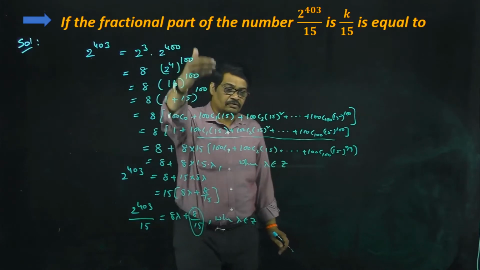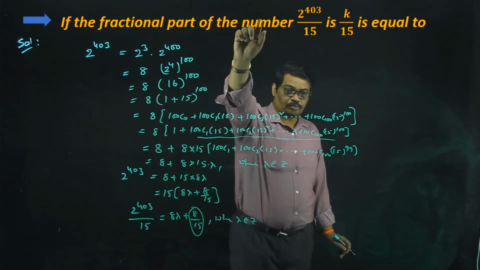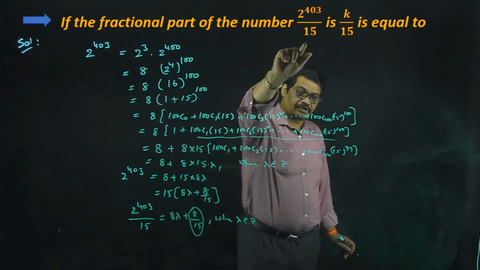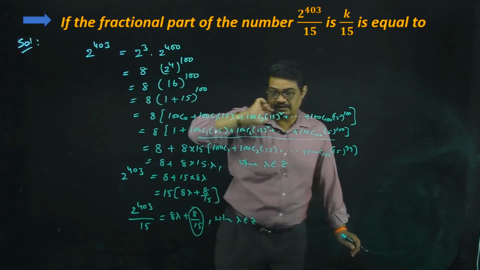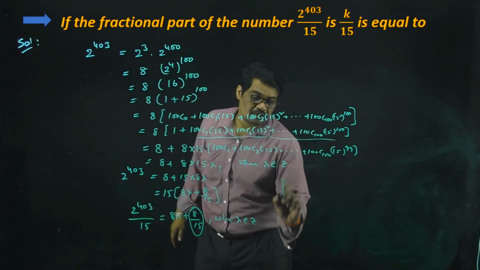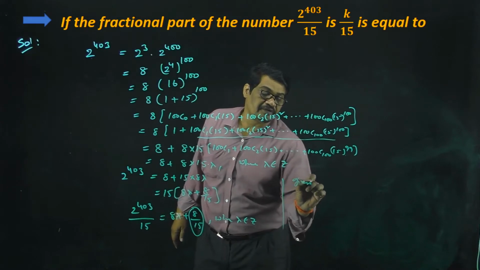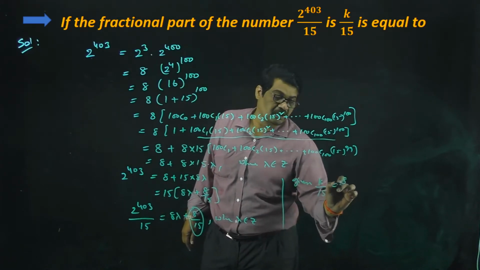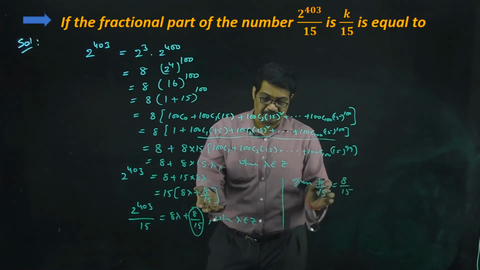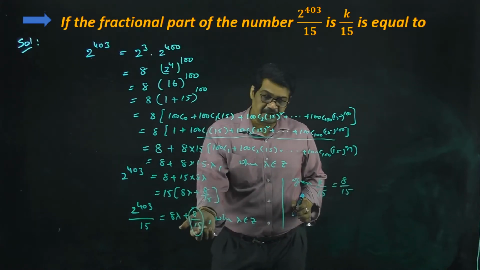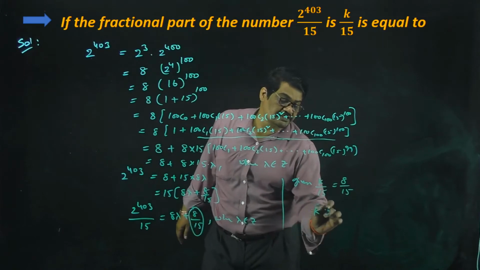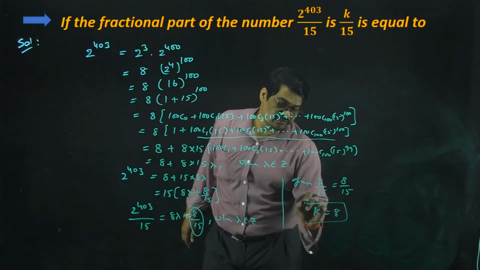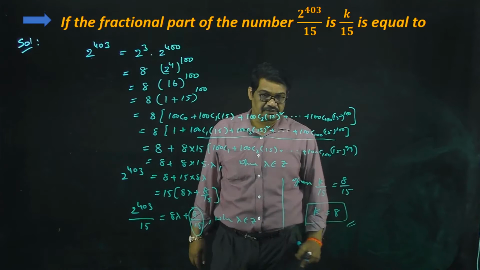But given that the fractional part of 2 to the power of 403 by 15 is k by 15, and here we obtained the fractional part as 8 by 15. So therefore k is equal to 8. So the value of k is 8.